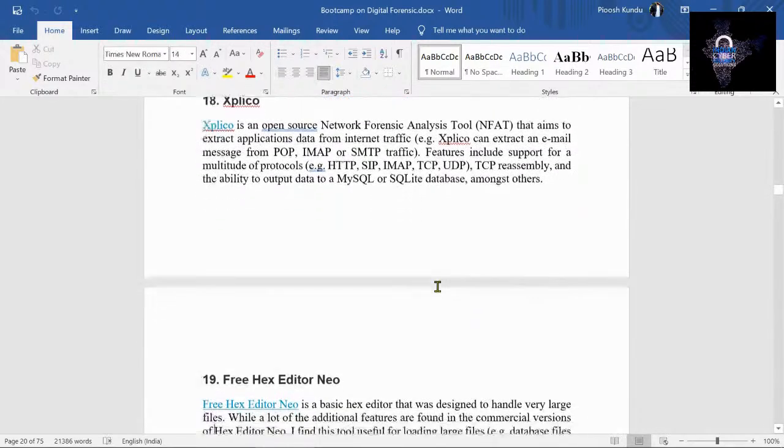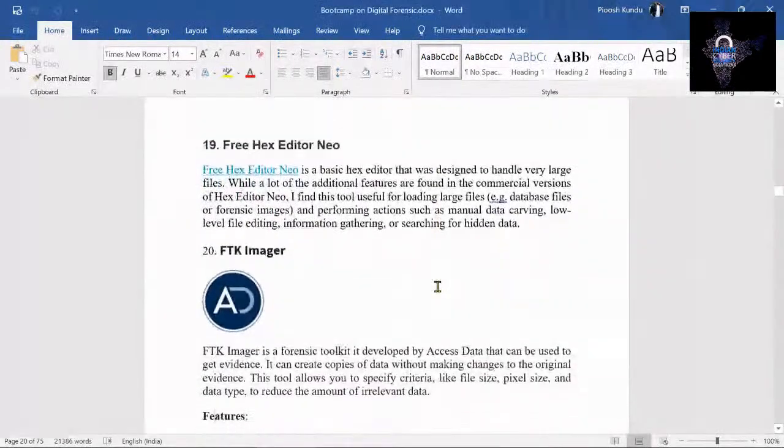Now, number 9 is Free Hex Editor Neo. The Free Hex Editor Neo is a basic hex editor designed to handle very large files, while a lot of information and additional features are found in the commercial versions. I find this tool useful for loading large files, for example database files, forensic imaging, performing manual data copying, low-level file editing, information gathering, and searching for hidden data. Last but not least, an important tool in digital forensics is FTK Imager.